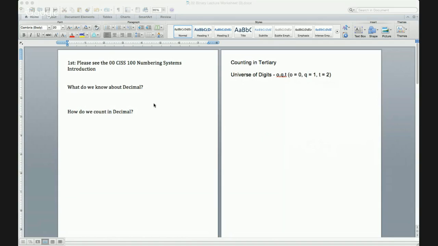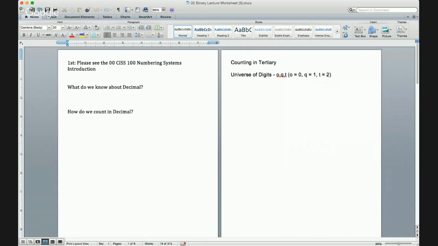So let's begin. This is the 02 binary computer numbering systems worksheet. I did ask that everyone did that 01, that computer numbering systems introduction prior to this. So let me ask the first question. What do we know about decimal? Can someone tell me, what do we know about decimal?